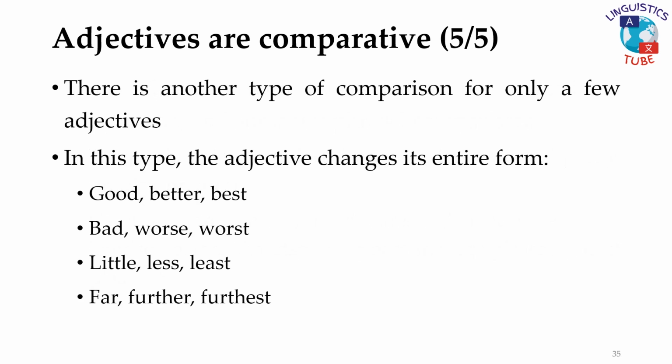Before we move on, there is one more type of comparison. A few English adjectives change their entire form. For example, for the adjective good, the comparative form is better, and the superlative form is best. For the adjective bad, the comparative is worse, and the superlative is worst. For little, the comparative is less, and the superlative is least. And for far, the comparative is further, and the superlative is furthest.